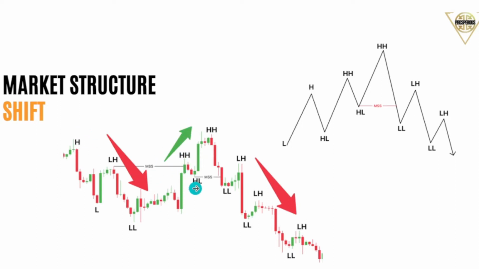Higher high, higher low, higher high, and then whoop, the market dips again, changes character, takes out this low here, market structure shift. We are now bearish again with lower highs, lower lows, lower highs and lower lows.